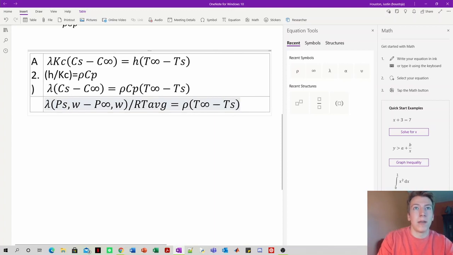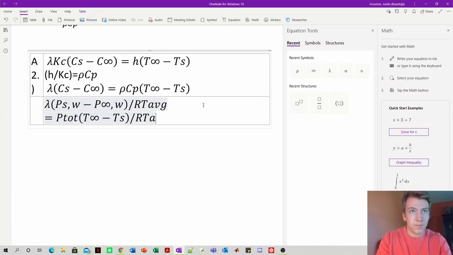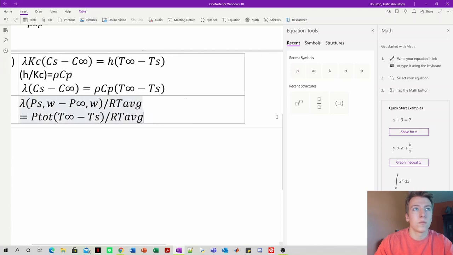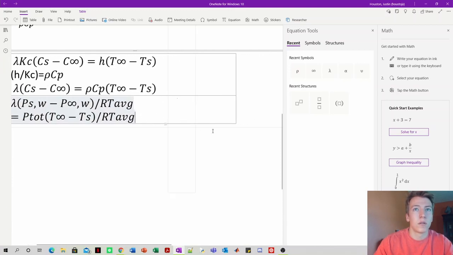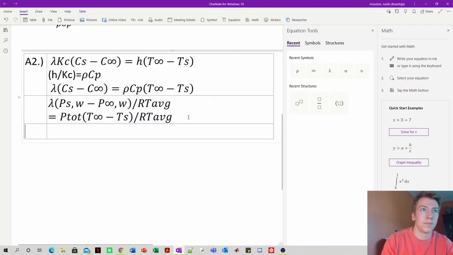And then we can change the rho Cp. We know this is going to be equal to the total pressure, and that whole side is divided by, once again, RT average, that gas constant times the temperature average. Okay, that's not what I wanted. So anyways, now that we have that, just ignore these text boxes. I don't know why it keeps changing it to that.